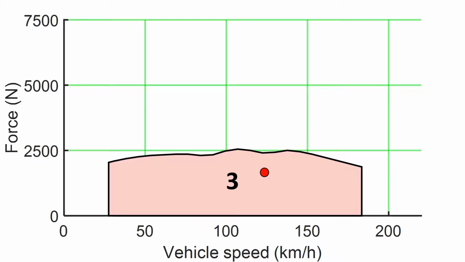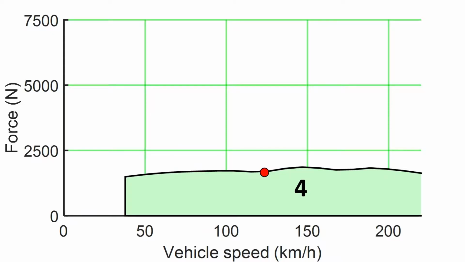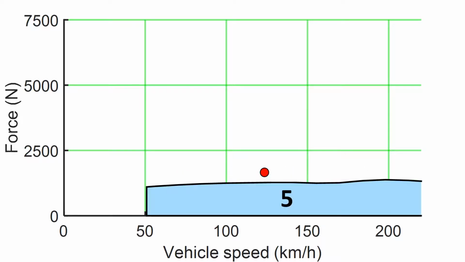In fourth gear, the engine speed is a little lower and the torque is the maximum limit of the engine. Finally, in fifth gear, the operating point is again outside the possible operating range, this time due to the required torque being higher than what the engine can supply.